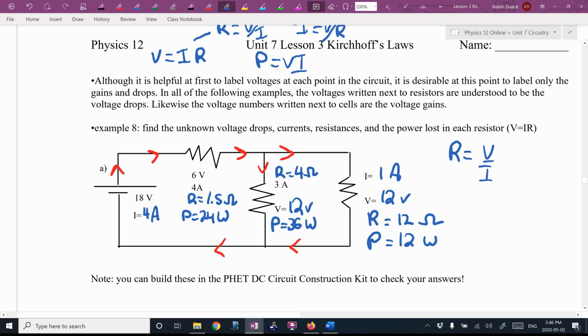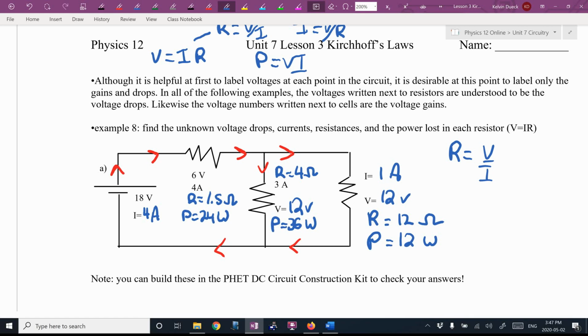So here would be a nice question that I might give you. I might give you this circuit, and instead of saying, find the unknown voltage drops, currents, and resistances, and power lost in each resistor, I might say, these are 3 light bulbs. Which one is the brightest bulb? My mom says I'm not the brightest bulb. No, she means something different by that. Which one of these is the brightest bulb? Well, 24 watts, 36 watts, 12 watts, the middle bulb must be the brightest bulb. This is how we can solve a circuit.